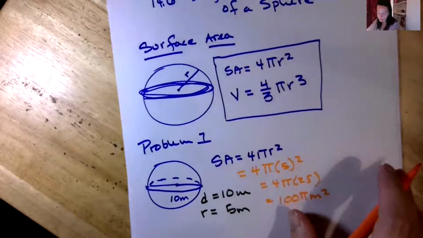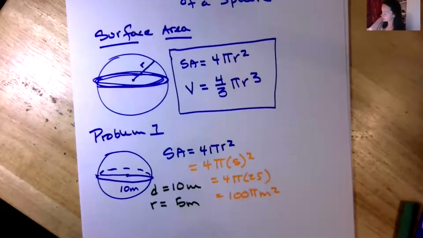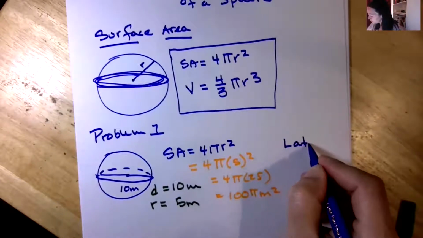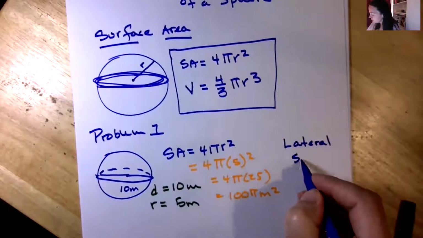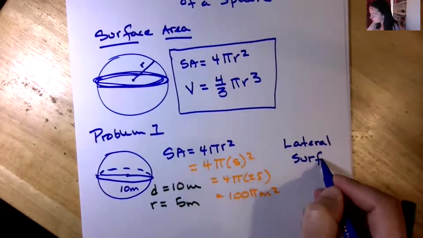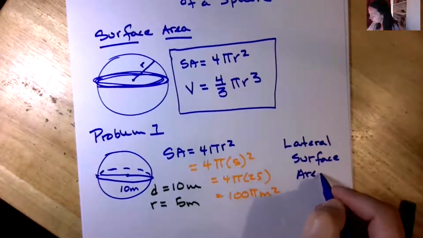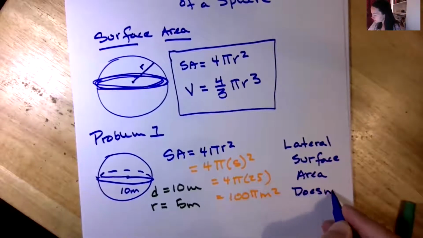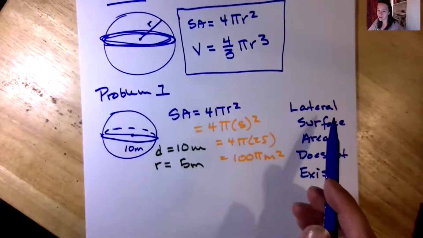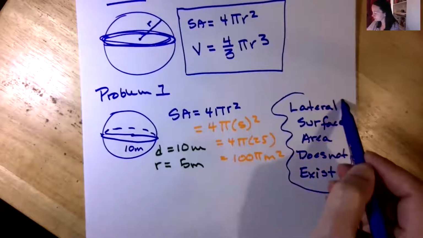An important thing here to note is, can we calculate the lateral surface area of a sphere? Unlike cones, cylinders, pyramids, and prisms, there is no such thing as a lateral surface area. It does not exist. The reason for that, of course, is that there's no base. A sphere does not have a base, so we cannot distinguish in the surface area of a sphere between the base and the sides, the lateral surface areas. So the lateral surface area does not exist in a sphere.